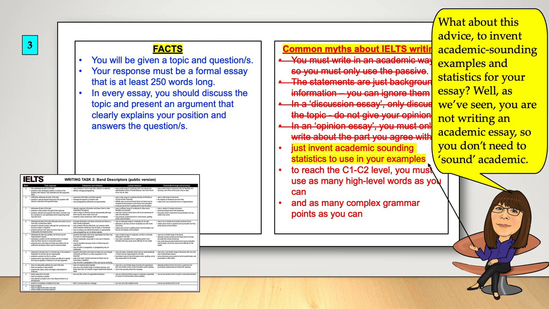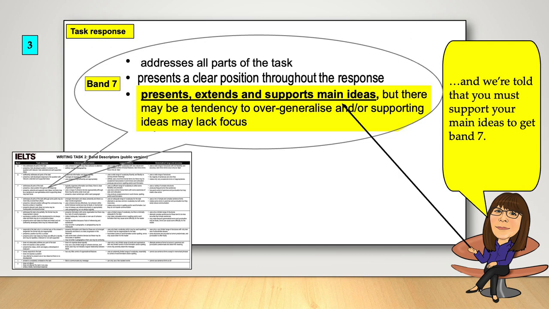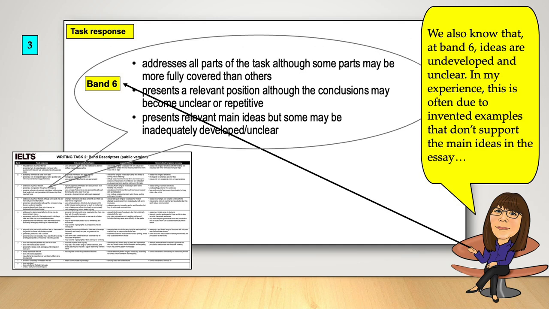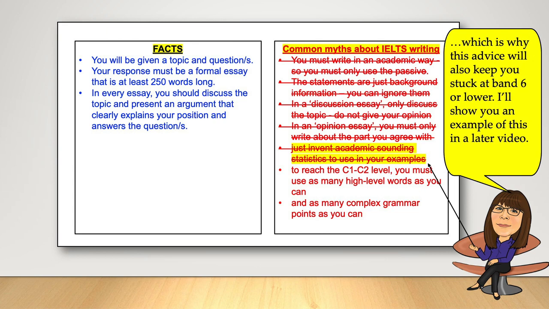What about this advice to invent academic-sounding examples and statistics for your essay? Well, as we've seen, you're not writing an academic essay, so you don't need to sound academic. An example is used to support an idea, and we're told that you must support your main ideas to get Band 7. We also know that, at Band 6, ideas are unclear. In my experience, this is often due to invented examples that don't support the main ideas in the essay, which is why this advice will also keep you stuck at Band 6 or lower. I'll show you an example of this in a later video.